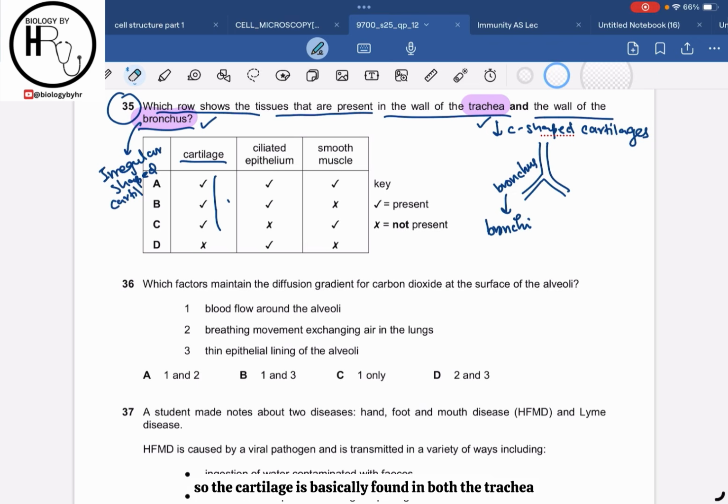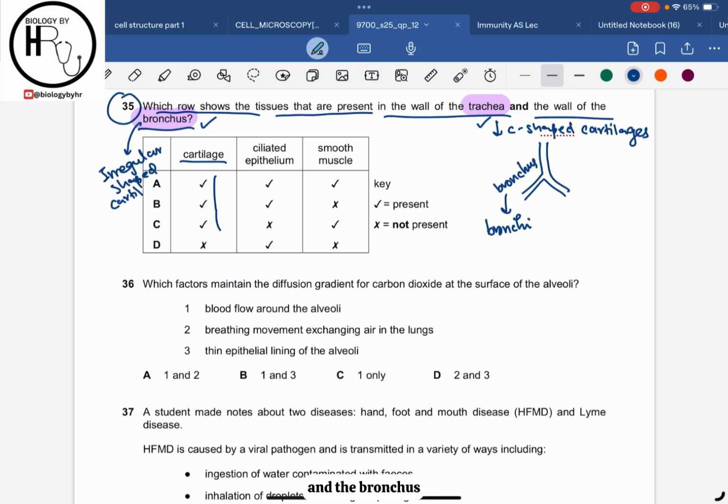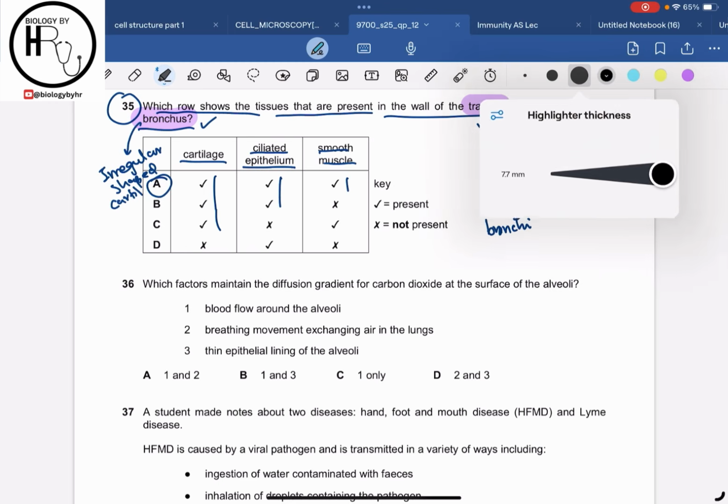So cartilage is found in both the trachea and the bronchus. And if I talk about the ciliated epithelium, yes, cilia are found in the epithelium of both the trachea and the bronchus. Smooth muscle is found in both. So hence the correct answer over here would be option A.